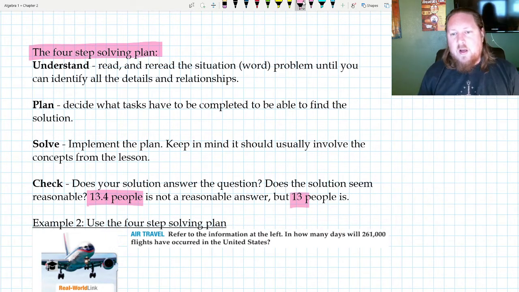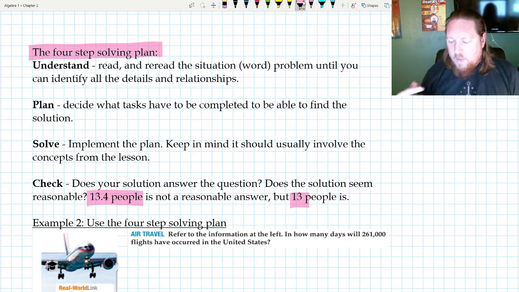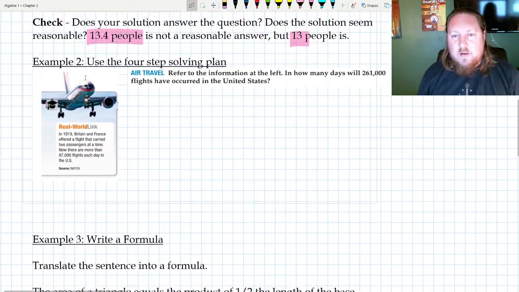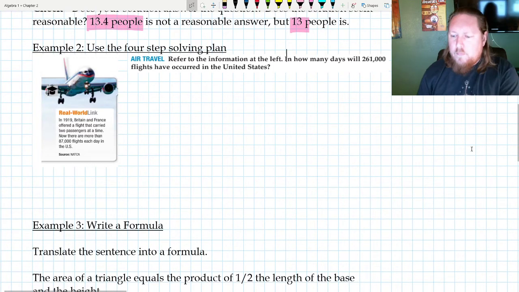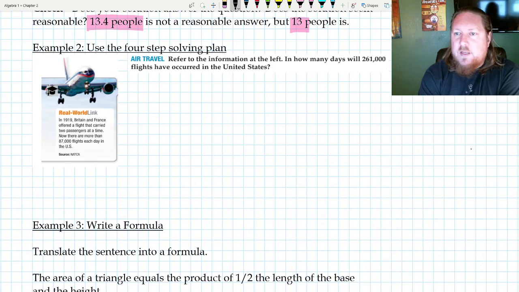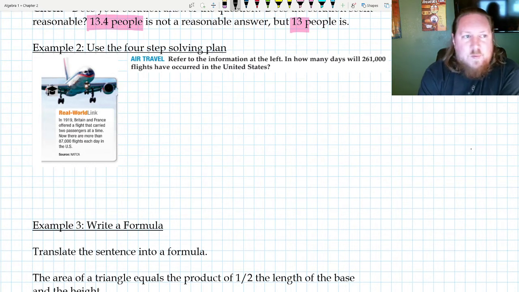But these are pretty good places to start and how to start thinking about each problem as you get into it. So let's try to apply these in example 2 here. Use the 4-step solving plan. It's about air travel, airplanes, passengers, that kind of stuff. Refer to the information at the left. In how many days will 261,000 flights have occurred in the United States? Okay, so we're looking for some total number of flights.